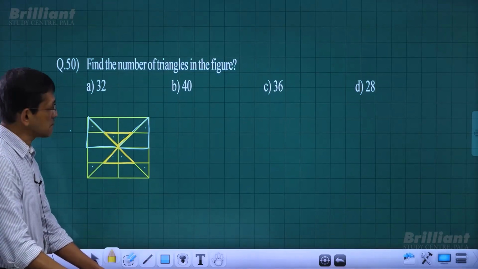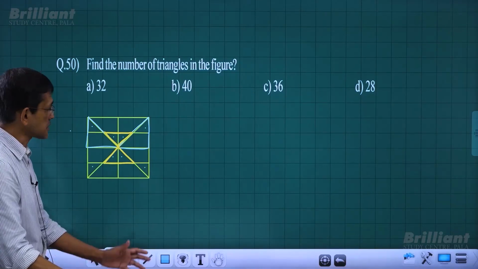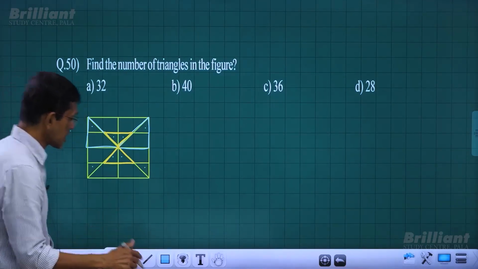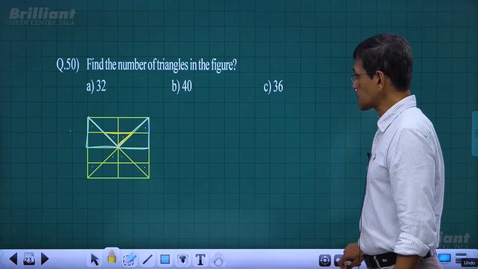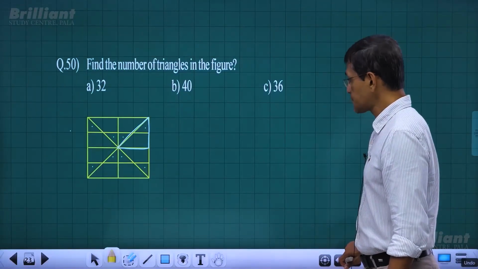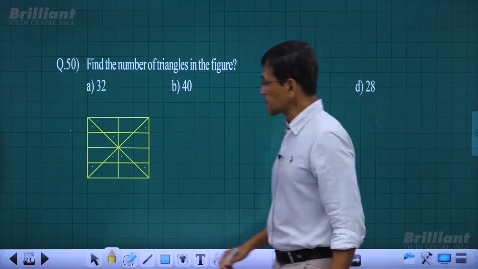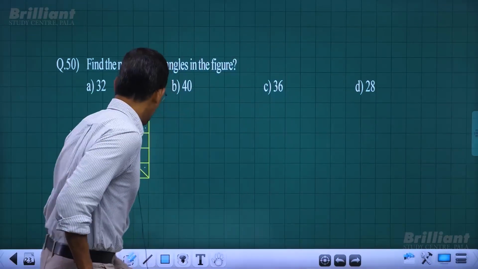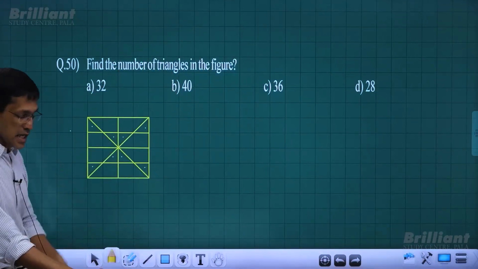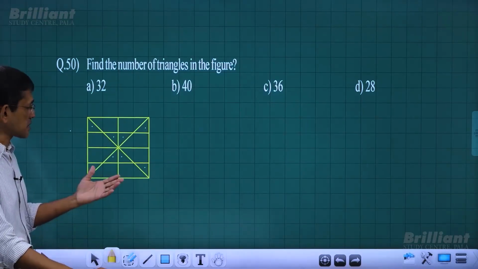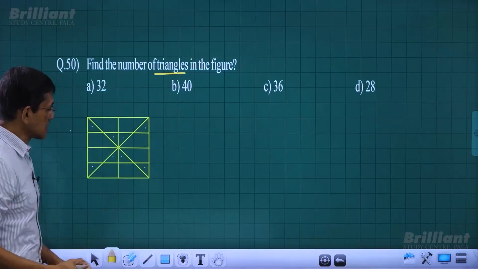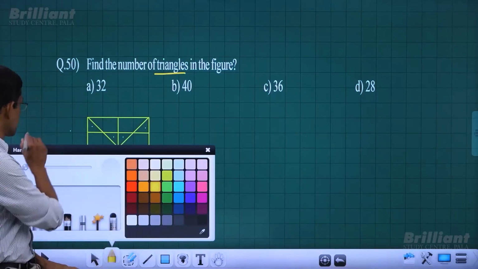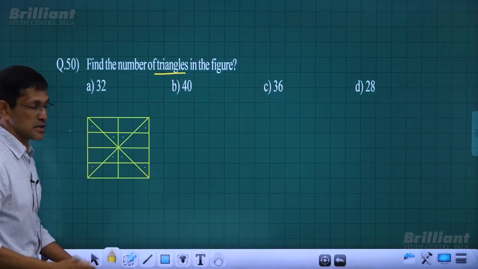Now, there are a number of triangles. So counting is time consuming. So what is the best way to deal with this question? I'll show you that. If you get a question like this, first of all, count the number of pieces here. If a square or a rectangle is partitioned into a number of pieces, and you need to count the triangles inside, first of all, count the number of pieces.